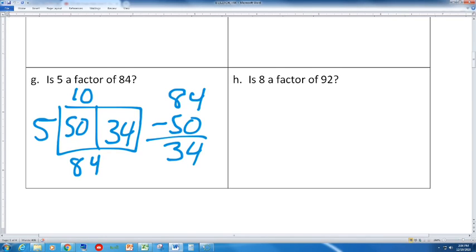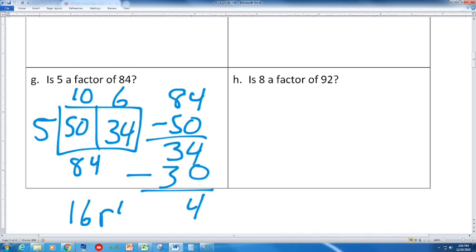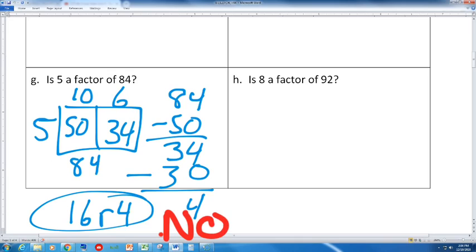You go up to 30, which there, 6, would have 4 left over, so your answer would be 16, because you would add up 10 plus 6 with a remainder of 4. So is it a factor of it? The answer is no. Okay, since we have this remainder here of 4, it is not a factor of 84. 5 is not a factor of 84.